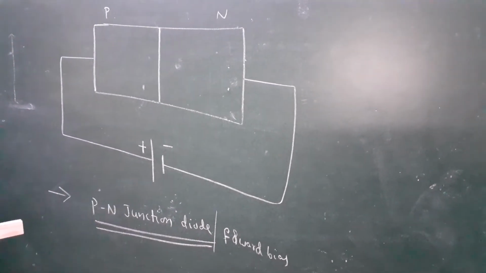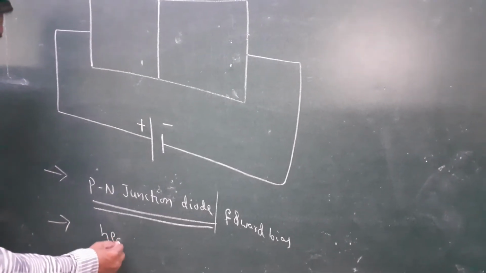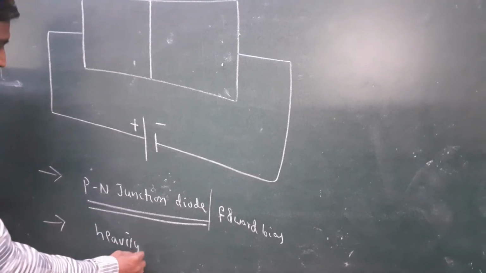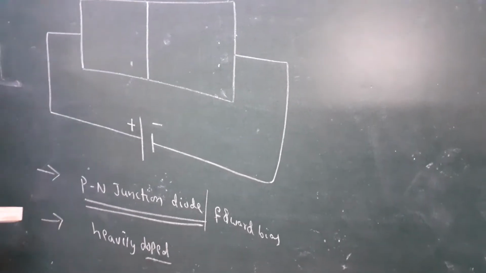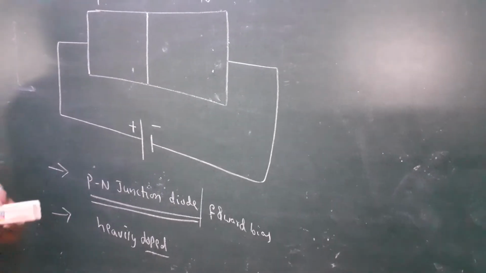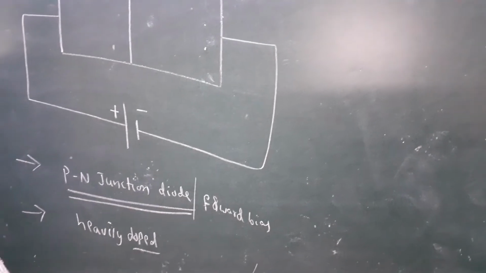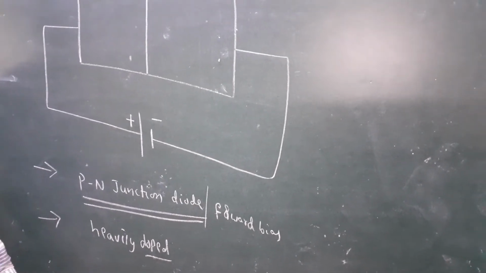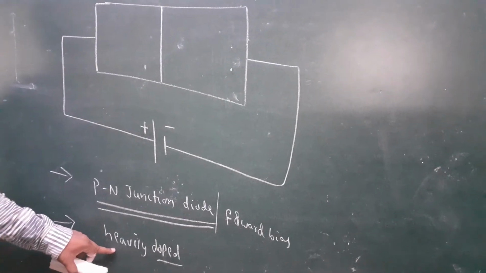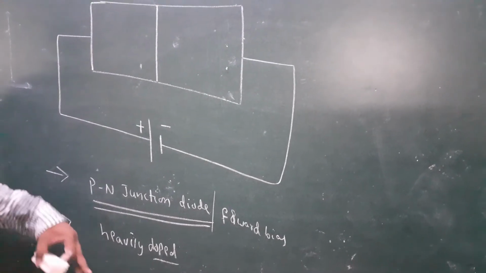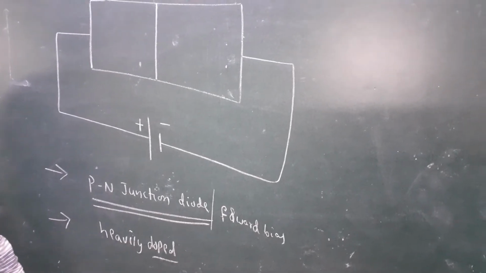Here, mainly, this diode is heavily doped. Heavily doped means more impurities are added. So majority charge carriers increase, and automatically minority charge carriers also increase. Once again I repeat, an LED is a heavily doped diode. So majority charge carriers increase, and minority charge carriers increase.